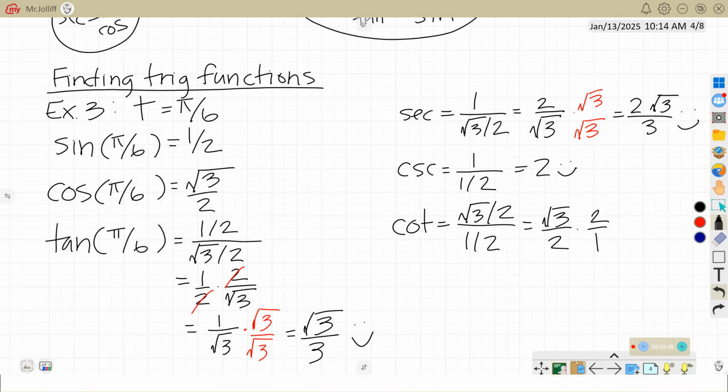And Julius, what happens to that? I see something that cancels. What cancels? The 2, yeah. 2 on top, 2 on bottom. So we get root 3 over 1, which is just root 3. Happy face.